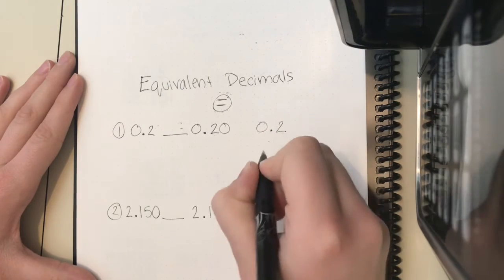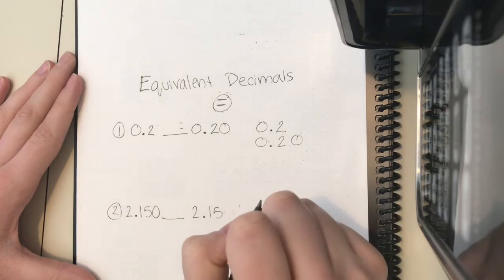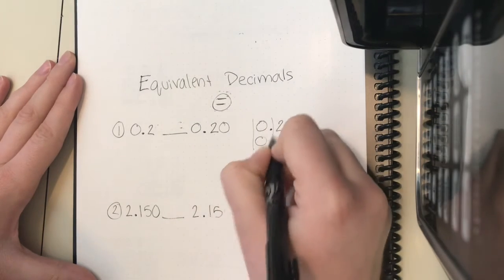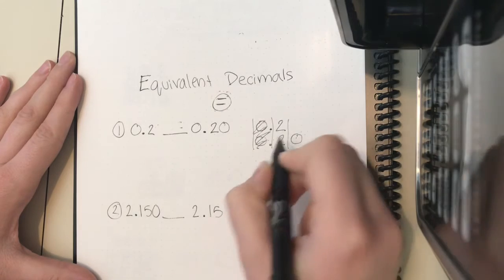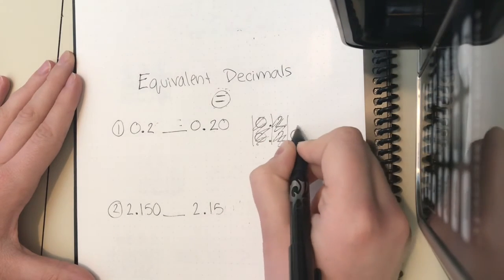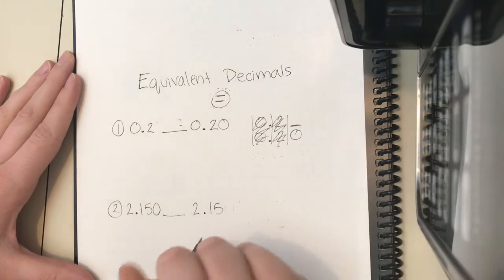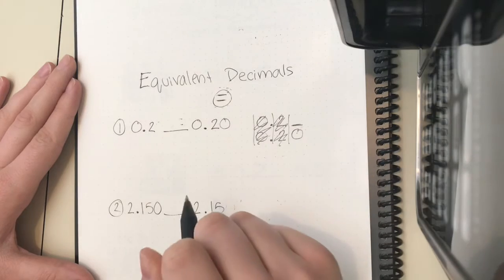I can write 2 tenths here. I can write 20 hundredths here, and I can go by place value: 0 ones and 0 ones, 2 tenths and 2 tenths. Well, there's nothing here, and then I have a 0 down here in the hundredths place. So how do you know which one is bigger?